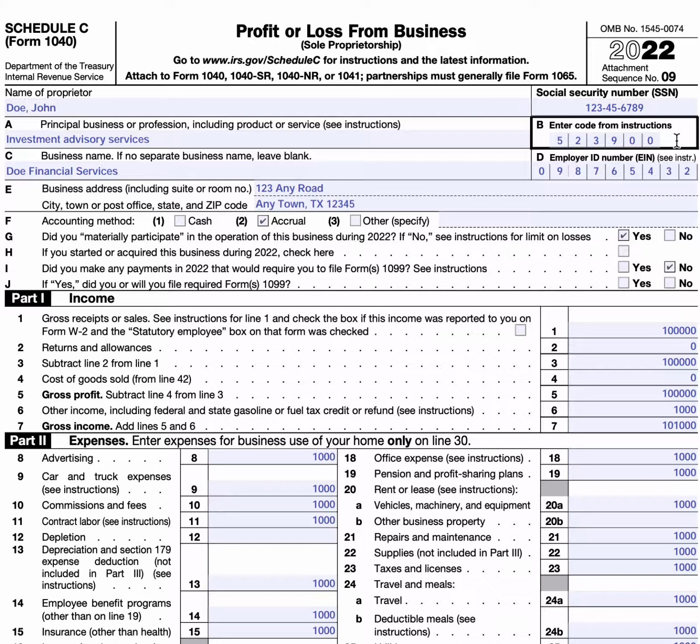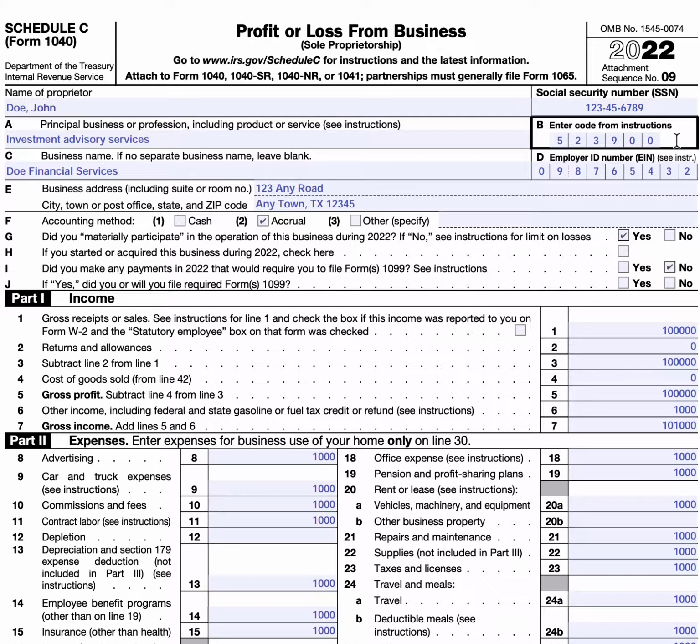In line E, you're going to enter your business address. Include your suite or room number if you're in an office building. Do include your street address instead of a P.O. box number. If you filed this from home and that's where you operate your business from, and that's already on your tax return, you don't need to repeat that. So if your business address is the same as your home address, you can leave that blank.